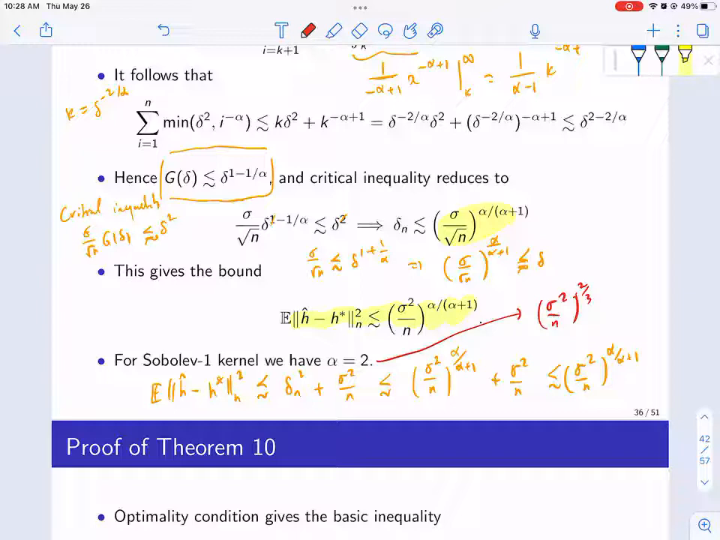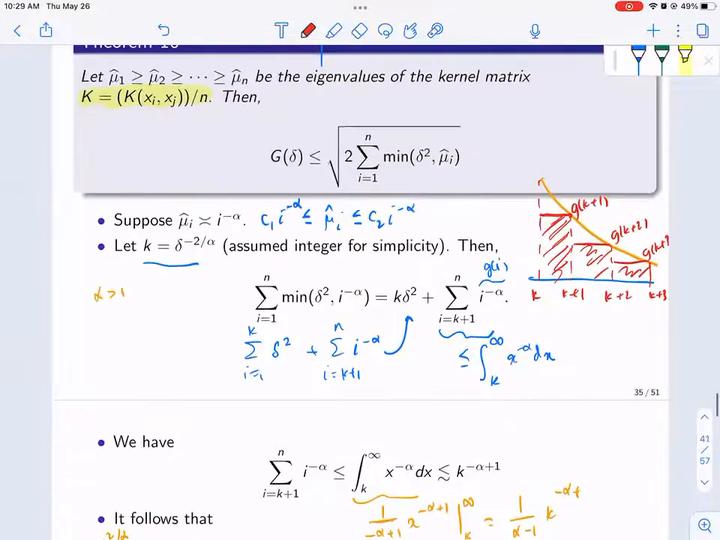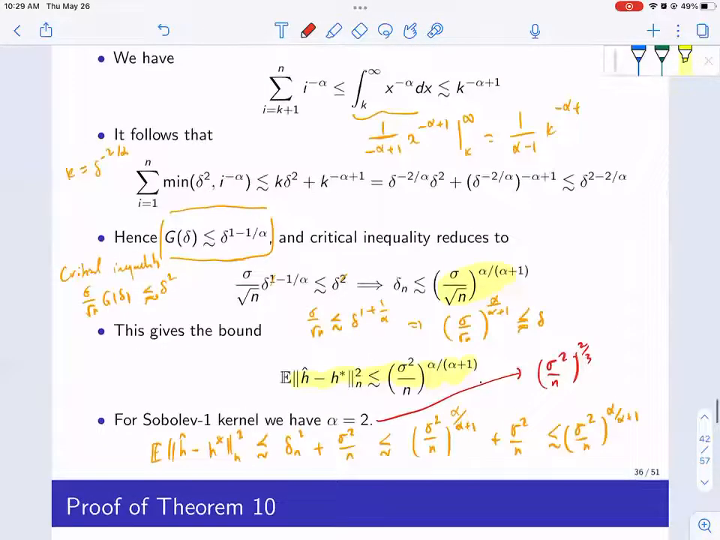RKHS. And you can see as alpha gets larger, this approaches sigma squared over n, which is the parametric rate. So if you have larger alpha, these eigenvalues decay faster. So the RKHS is smaller. Okay, so it penalizes the high frequency eigenfunctions much more severely. So that is reflected in the rate.